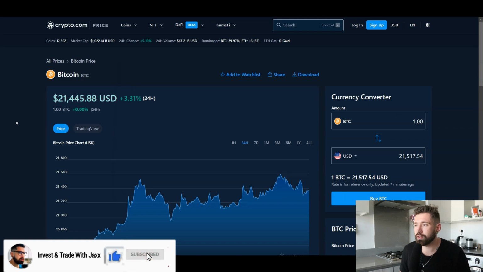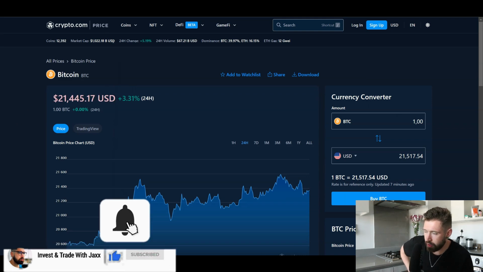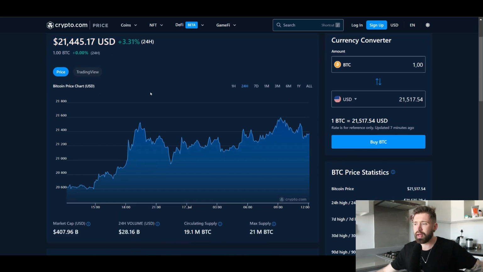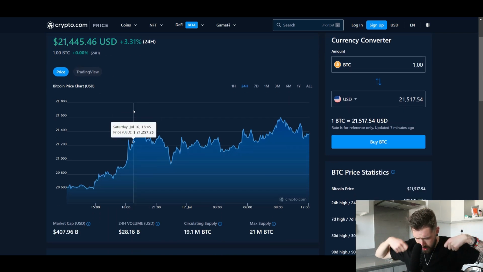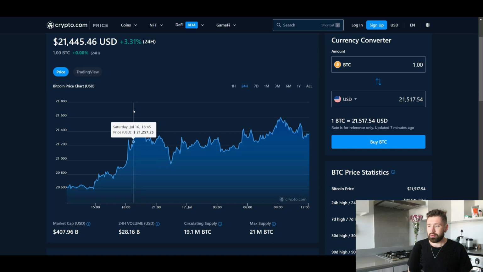Bitcoin is currently sitting at 21,445, up 3.3% on the day. We're seeing a market cap of 407 billion and a 24-hour volume of 28.16 billion.